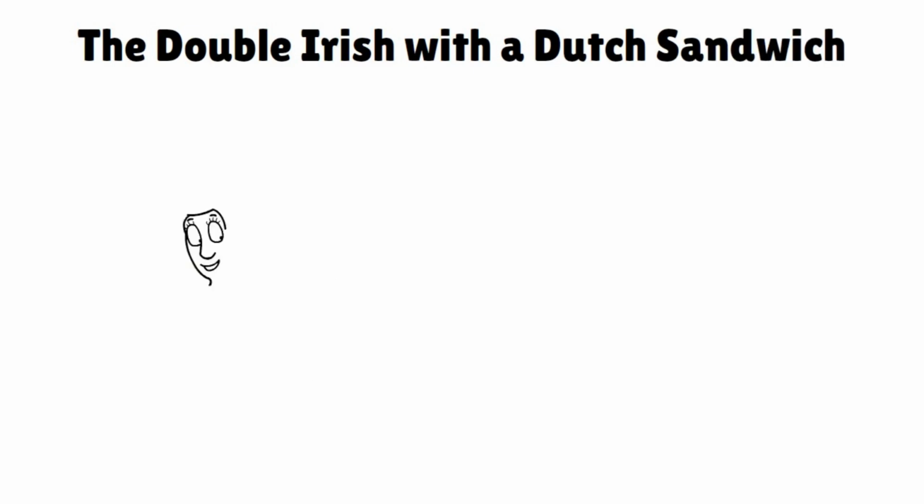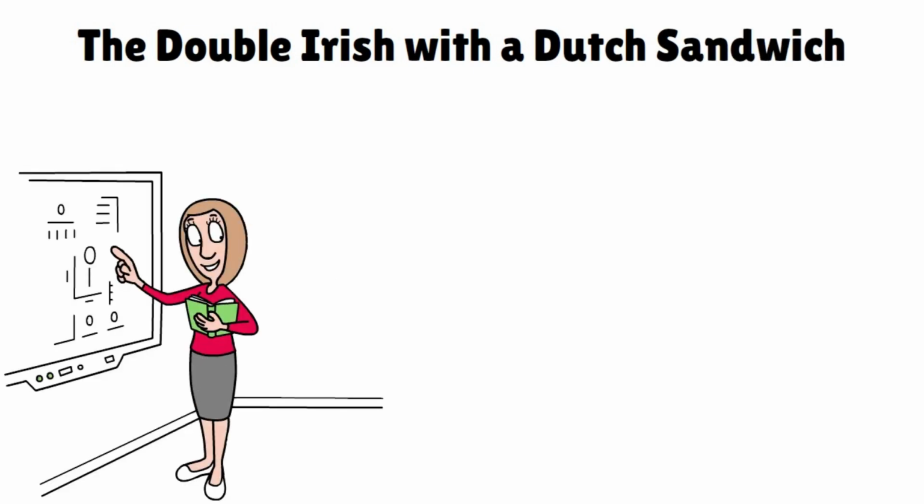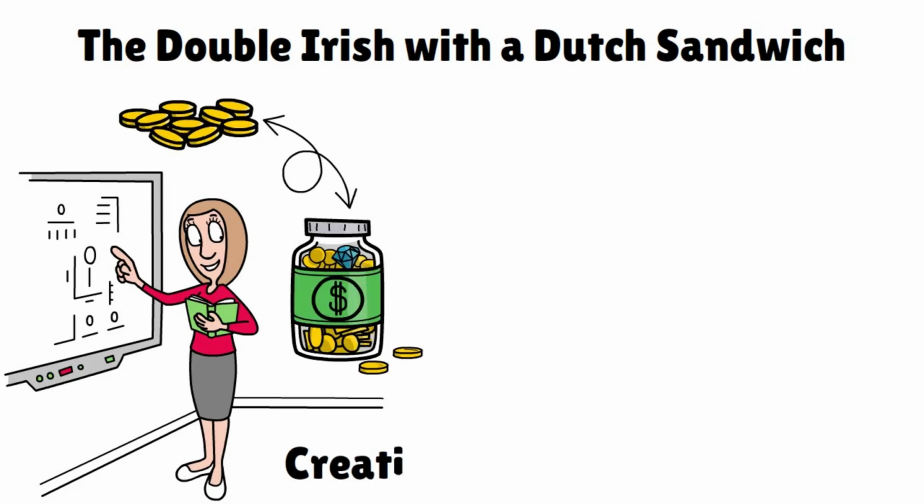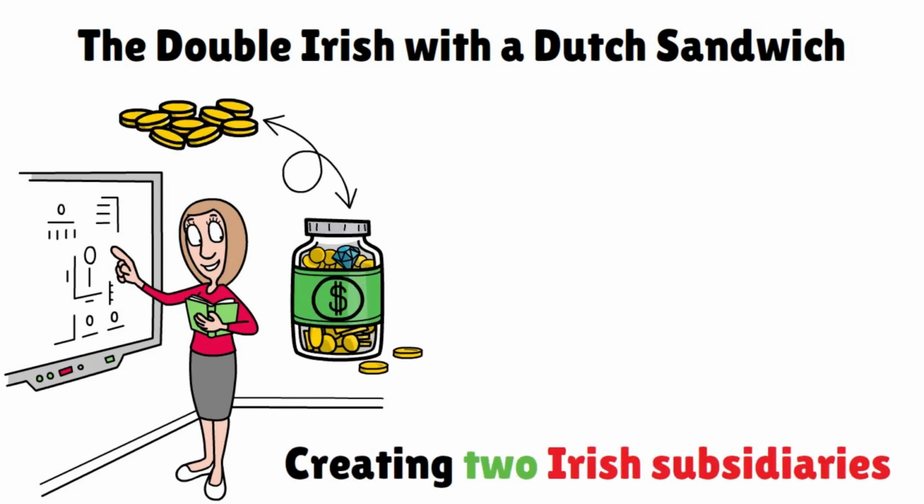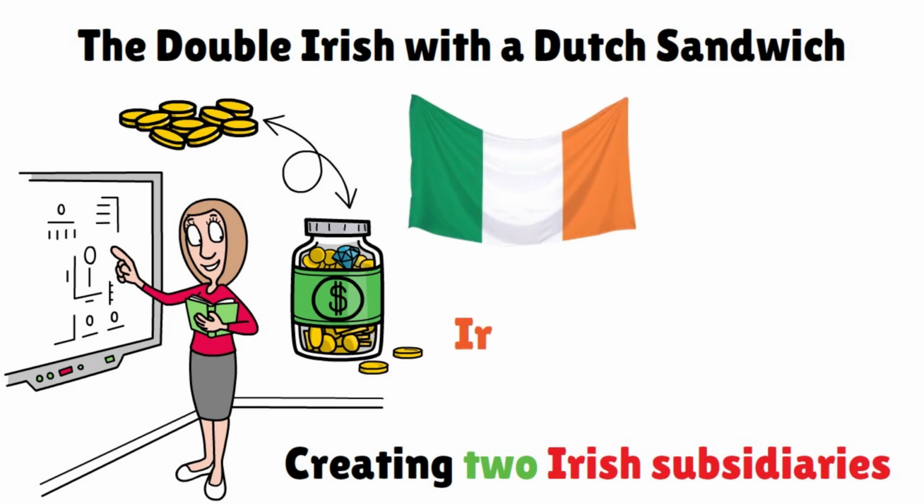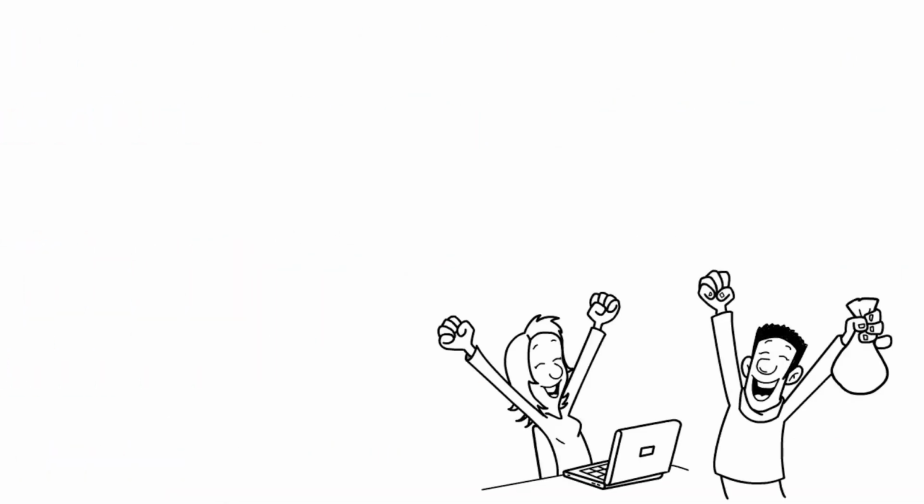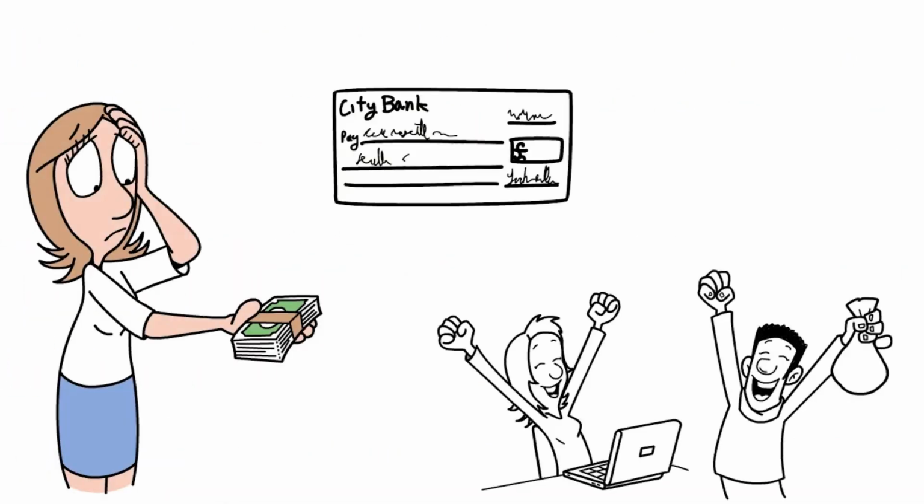Double Irish with a Dutch sandwich. The double Irish with a Dutch sandwich is a tax avoidance strategy used by multinational corporations to shift profits to low-tax jurisdictions. It involves creating two Irish subsidiaries, one registered in Ireland for tax purposes and the other in a tax haven, typically the Netherlands. By routing profits through these subsidiaries via royalty payments and intercompany transactions, companies can significantly reduce their overall tax liabilities.